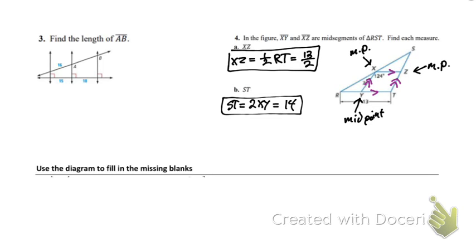I don't think it's 16. 32. Arian? I got 96 over 5. 96 over 5 would be correct. What is that in decimal form? Did anyone get the decimal version of that? Cece? It's 19.2. It turns out it's 19.2.